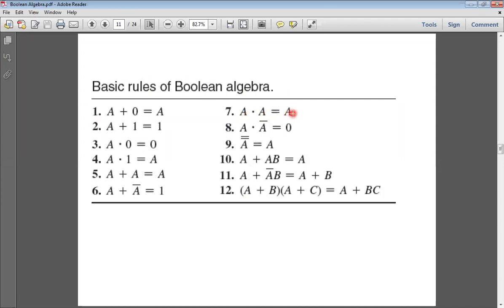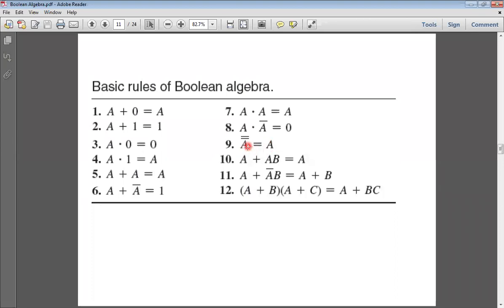A dot A equal to A. Just like A plus A is equal to A, A dot A is also equal to A. A dot A bar is equal to 0. This is the dual property of the previous one. Later we will describe the duality of Boolean algebra. All the properties have duals. Boolean expressions are dual in nature. Later we will describe that.